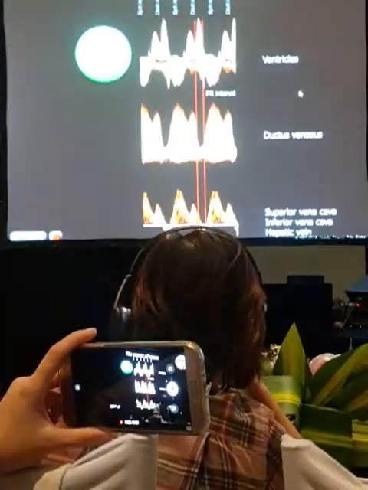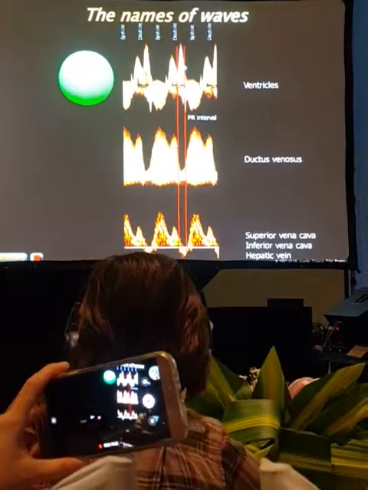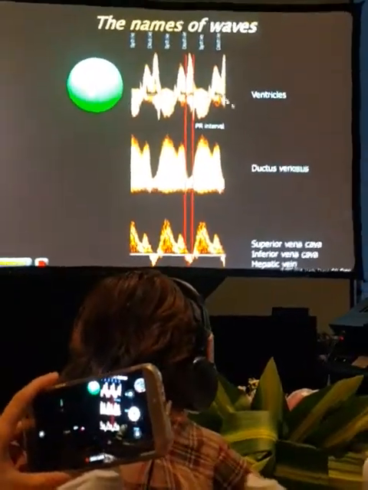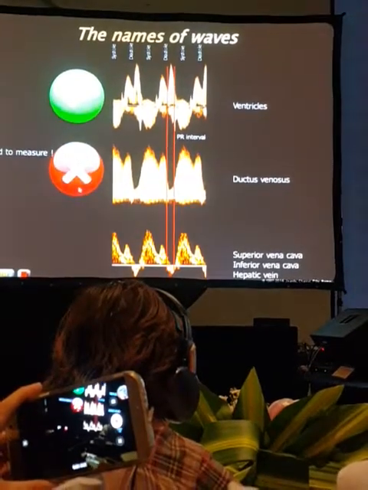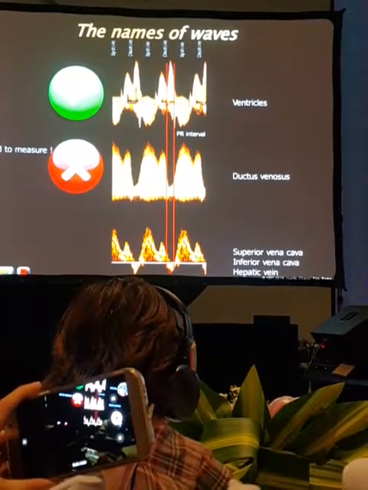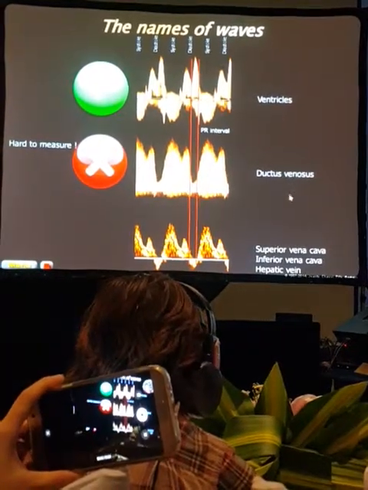Energy is essentially the same, but you know the two. You can measure the AV or the PR interval very well in the inflow-outflow chart. In the ductus venosus, you can't. It's just the inflection of the curve here, the inflection of the curve there. This is not something we're going to be using.